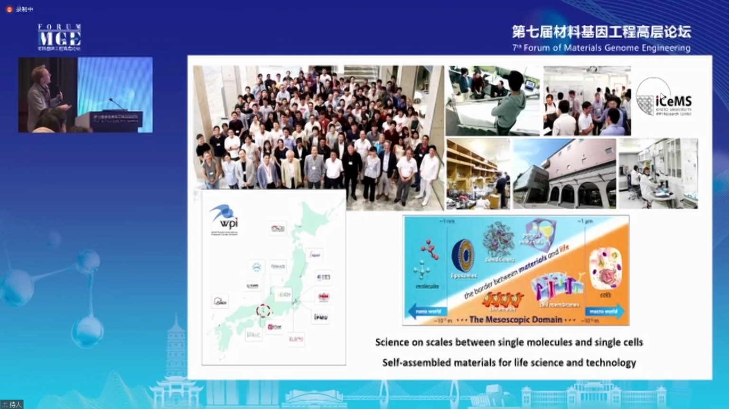And this is what we look like. We're a very diverse institute. We encourage collaboration. We've got these open labs that people share, and we have open offices. It's a really relaxed, free environment. We have cell biologists and material scientists together. We work between single molecules and single cells in the so-called mesoscopic domain, and we're particularly interested in self-assembled materials for life science and for technology.